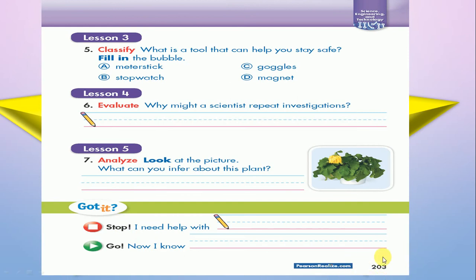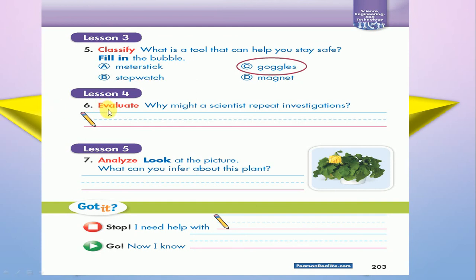Book, page 203. We want to classify what is a tool that can help you stay safe. Meterstick, stopwatch, goggles, or magnet? Goggles. Good job, guys. Here it's goggles.